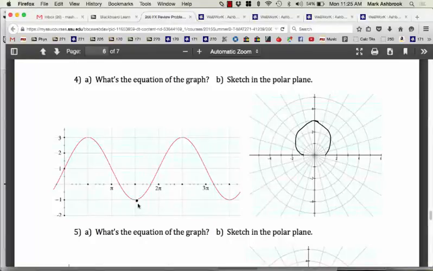So what happens as we go from pi to 3 pi over 2? Somewhere in the middle it reaches r equals 0, so you're at the pole, and then r is negative until 3 pi over 2, where it's negative 1. Where's negative 1 for 3 pi over 2? Here. So somewhere between pi and 3 pi over 2 we go through the pole, turn negative, and go out to negative 1. And then it comes back.